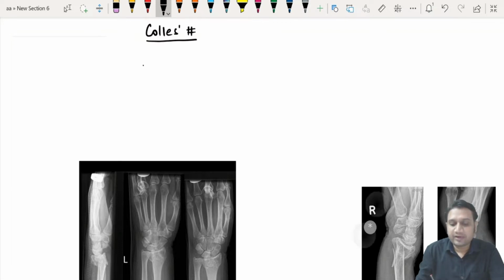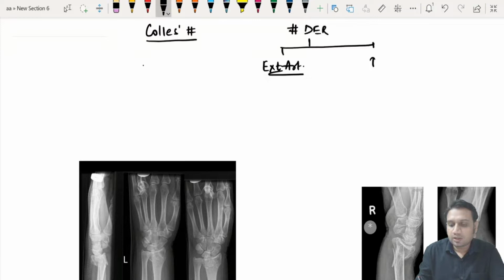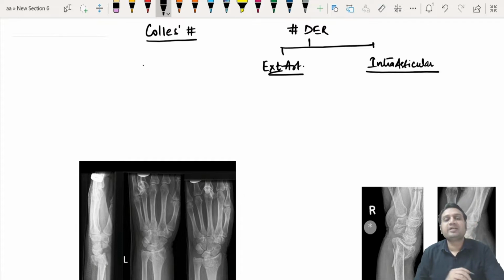If we just enumerate the fractures at distal end of radius, how many fractures do we know at distal end of radius? There are two types of fractures at distal end of radius. One is extra-articular, correct? And one is intra-articular, isn't it? So extra-articular and intra-articular. Distal end of radius means when the fracture is occurring at its cortico-cancellous junction.